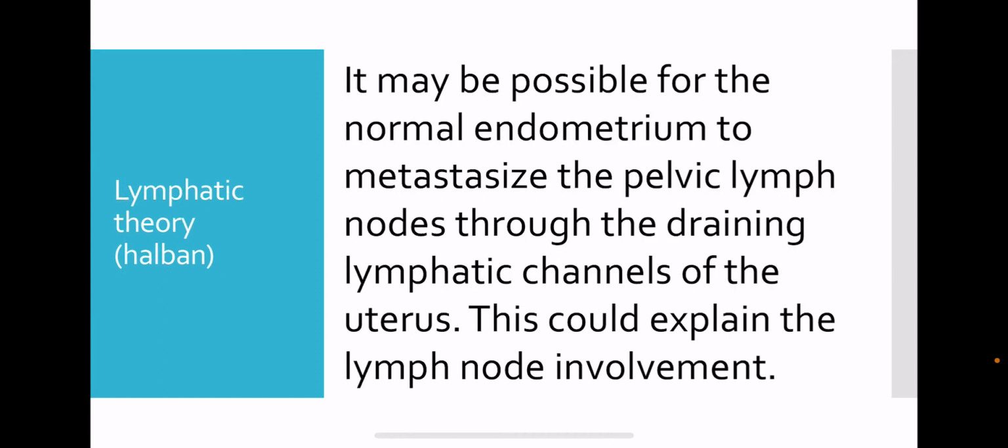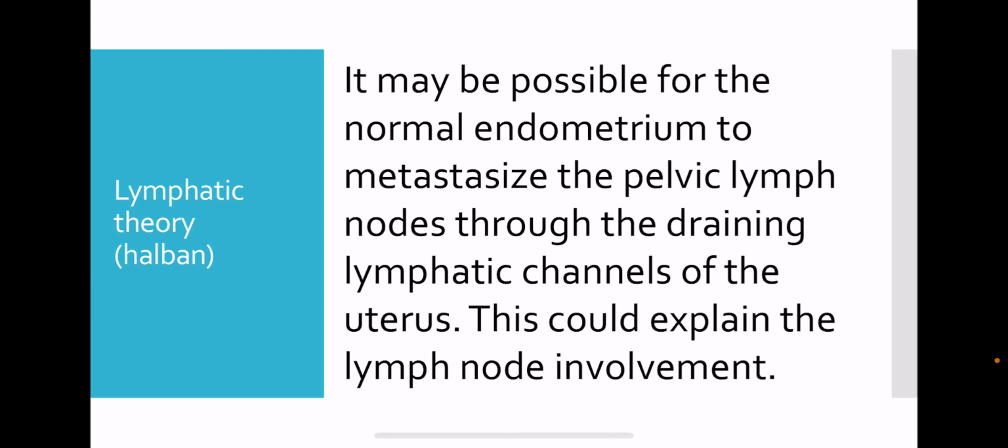Lymphatic theory by Halban. What he says is, it is possible for the normal endometrium to metastasize to the pelvic lymph nodes through the draining lymphatic channels of the uterus. You know, metastasis is different from metaplasia. Metaplasia is when a differentiated cell transforms into another cell. Here they are saying metastasize. Metastasis is the spread of cancer cells from the origin to other parts.